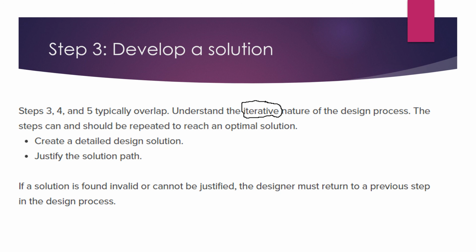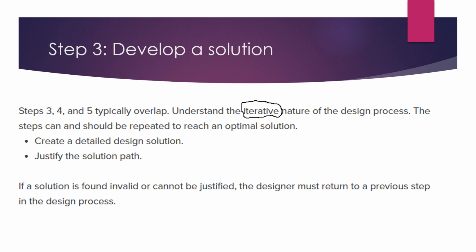What you're going to do in step 3 is create a detailed design solution. This is going to include a sketch with possible dimensions. You're going to show maybe what you're going to build from different angles. You're going to write a description of how you think it's going to work. You're going to try to convey this idea to other people and justify the solution path. You want to be able to explain to somebody else why you chose the specific design that you chose.